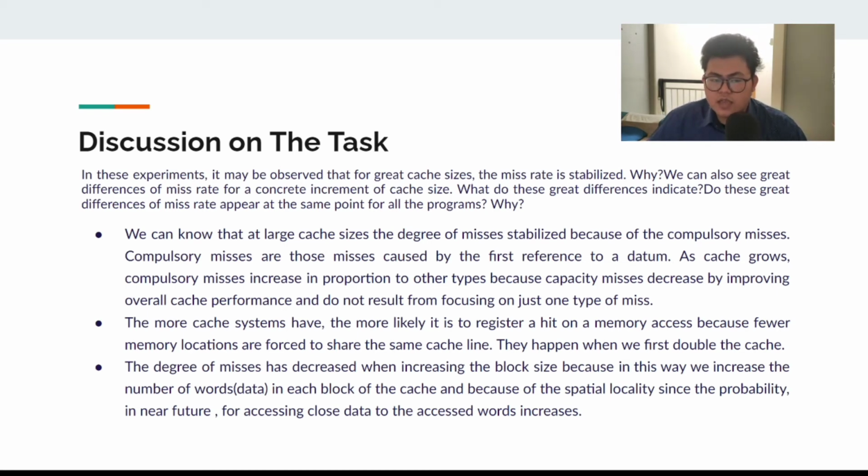The more cache we have, the more likely the register is to hit the memory access, because fewer memory locations are forced to share the same cache line. This happens when we first double the cache. The miss rate has decreased when increasing the block size because in this way we increase the number of data words in each cache block, since spatial locality says the probability of accessing data close to the accessed word in the near future increases.